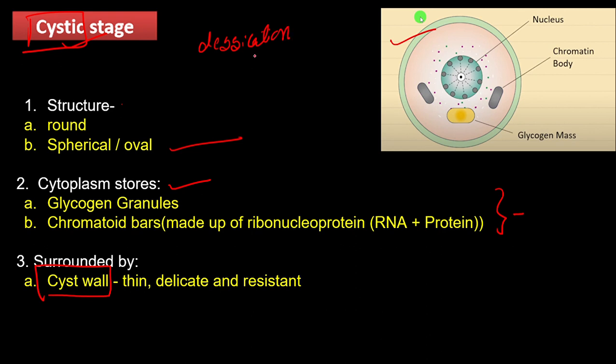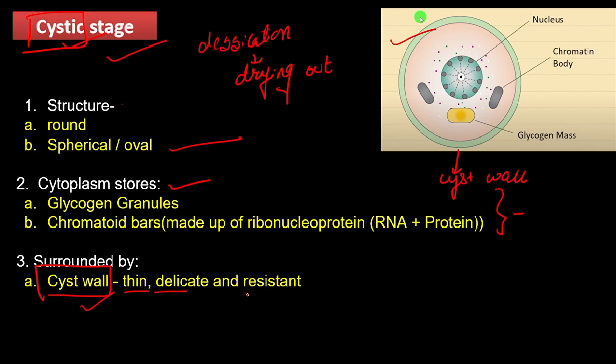If we want to protect it from any unfavorable condition, for example, desiccation. Right? Desiccation is nothing but your drying out. So it is surrounded by the cyst wall. Here you can see, this is nothing but your cyst wall. When an organism is surrounded by the cyst wall, we say it has entered into the cystic stage. What is cyst wall?